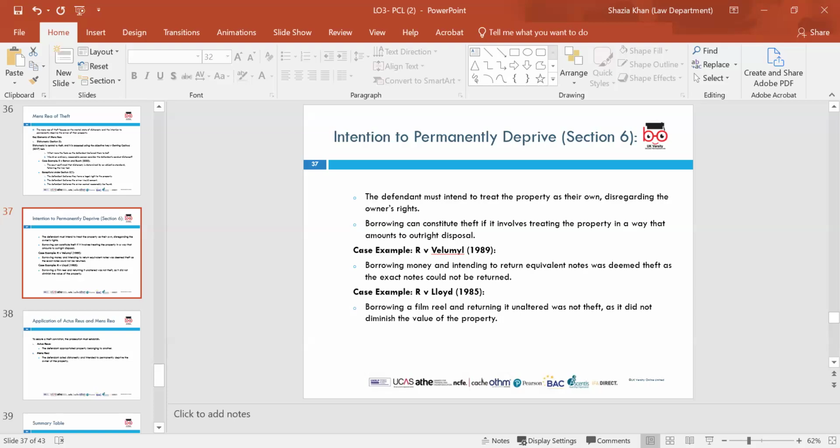The provisions set out in section 6(1) show that if someone appropriates property and treats the thing as his own to dispose of regardless of the other's rights, that is sufficient to establish this element of mens rea. In the case of R v Lloyd, it was confirmed that section 6, subsection 1 should be referred to in exceptional cases only. In Lloyd, it was determined that if an item was borrowed, and there's still value attached to the property, it will not amount to theft.